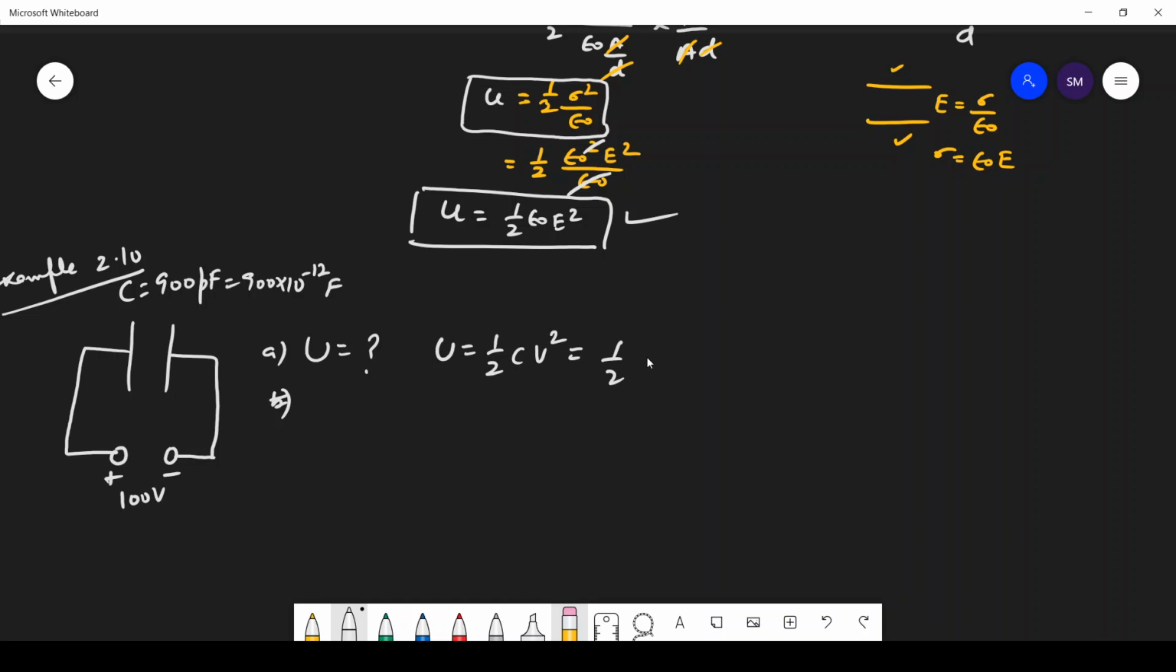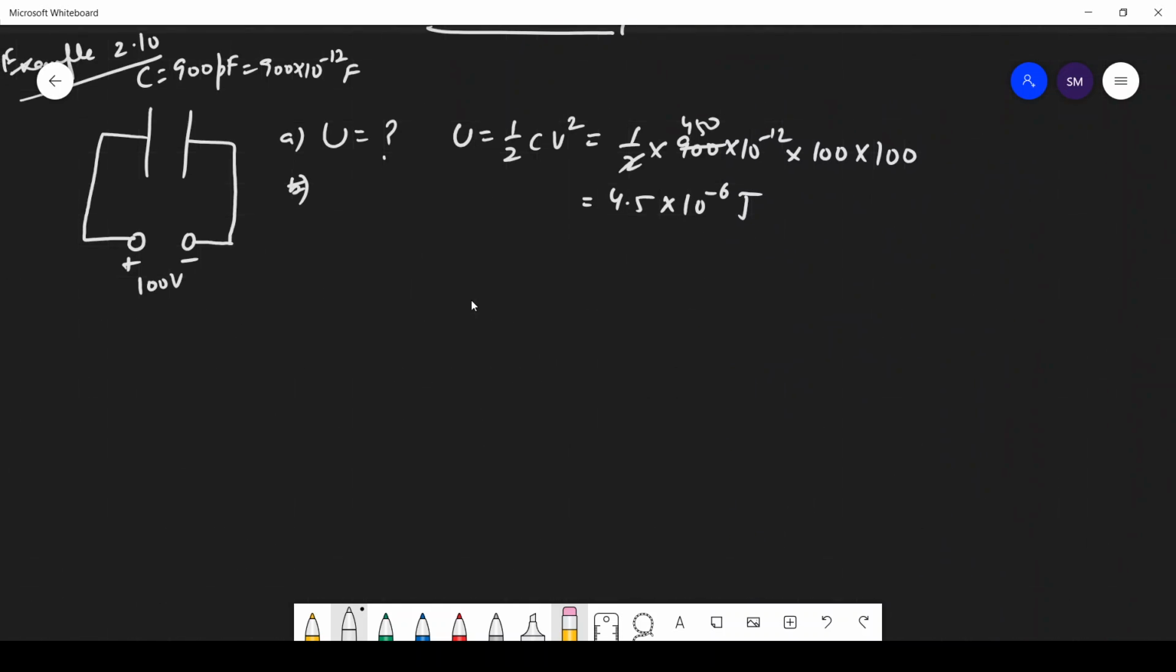That's what you can store. So that's half into C, which is 900 into 10 to the power minus 12, and V is 100. So CV square, so 100 into 100. So what will I get? So this is 450. So minus 12 plus 4, and then in scientific notation it will be 4.5 into 10 to the power minus 6 joules. So students, that's the energy that can be stored in this capacitor.